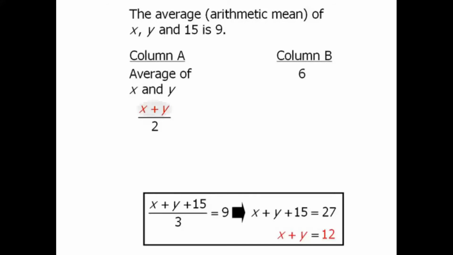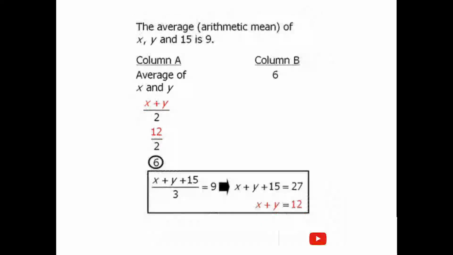We can now take our x plus y in column A and replace it with 12. When we simplify 12 over 2, we get 6, and this is equal to column B, so our answer is C.